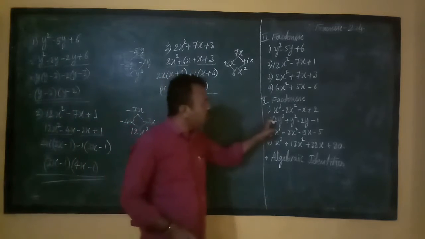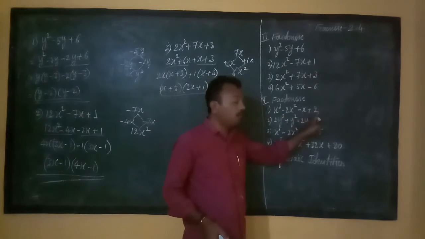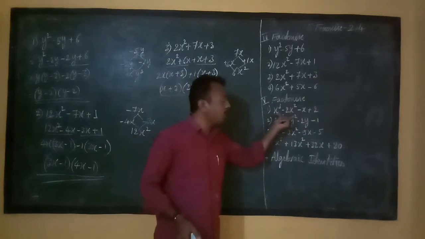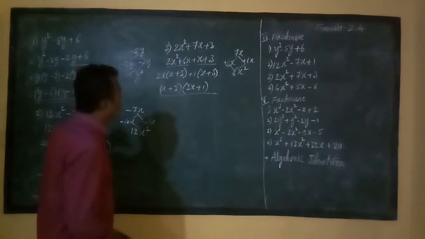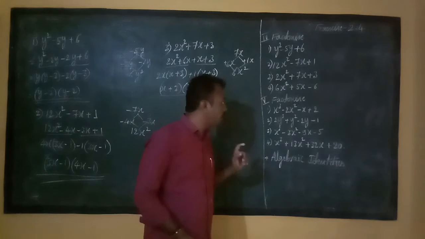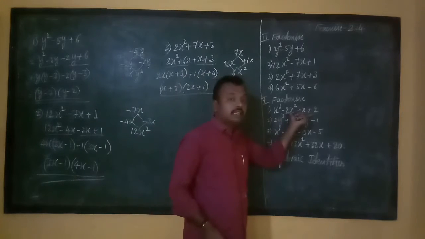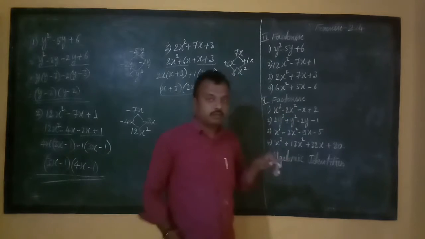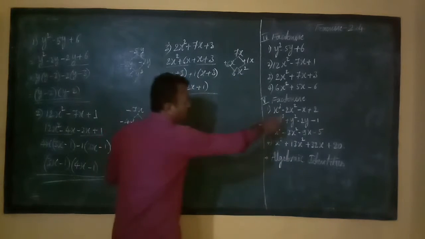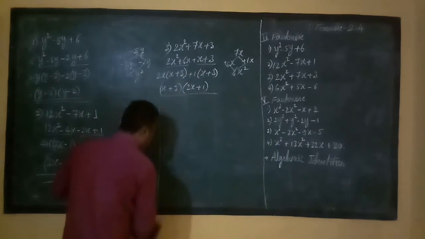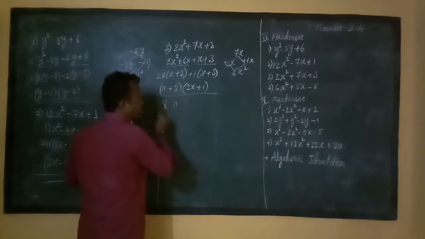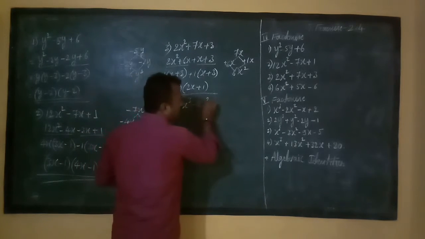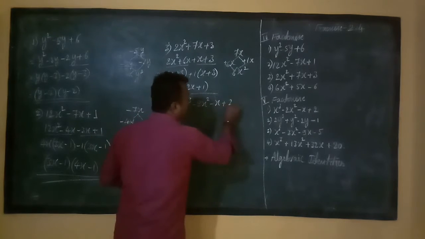Factorize x cube minus 2x square minus x plus 2. For this type of polynomial, we cannot use the splitting the middle term procedure, because there are more than three terms here. Therefore, we are using the grouping method. Fifth main, first question: x cube minus 2x square minus x plus 2.